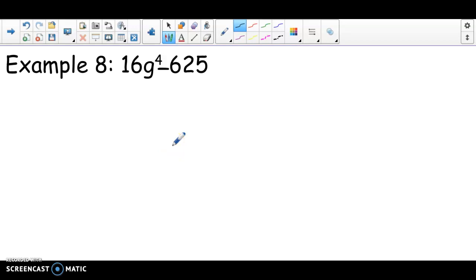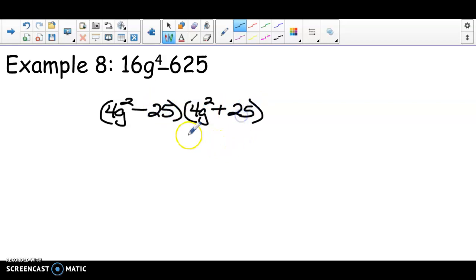Looking at trying to figure out if 625 is a perfect square, and it is, of 25, and 16 is a perfect square. So we're going to put down our two sets of parentheses. I'm going to have one plus and one minus. Square root of 16 is 4. Square root of g to the 4th is g squared. 4g squared. Square root of 625 is 25 and 25. Now this one I can leave alone, so I'm just going to rewrite that one down here.